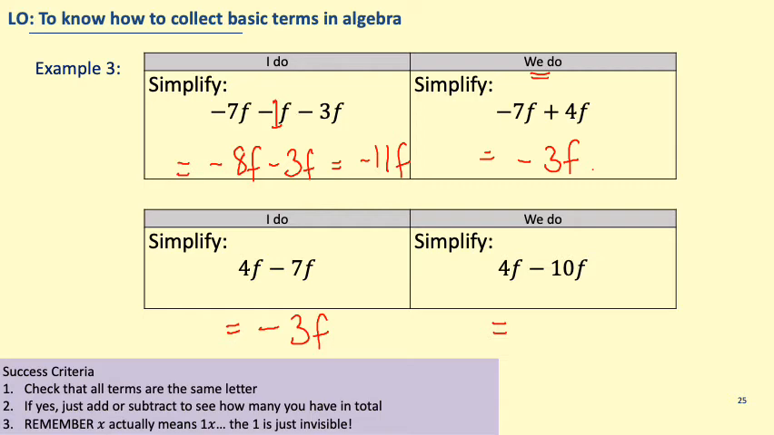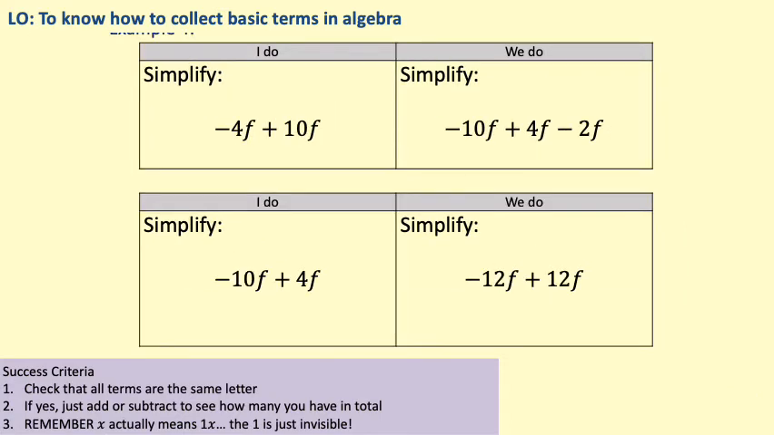So we started off at 4f. We're going down the number line because we're subtracting 10f. We're going to end up at negative 6f. Give yourselves the mark if you got that right. Okay, so again, some further practice. So we've started at negative 4 and we're adding 10 lots of f. So on our number line, we'd be moving upwards 10 spaces, and that would take us to 6f.